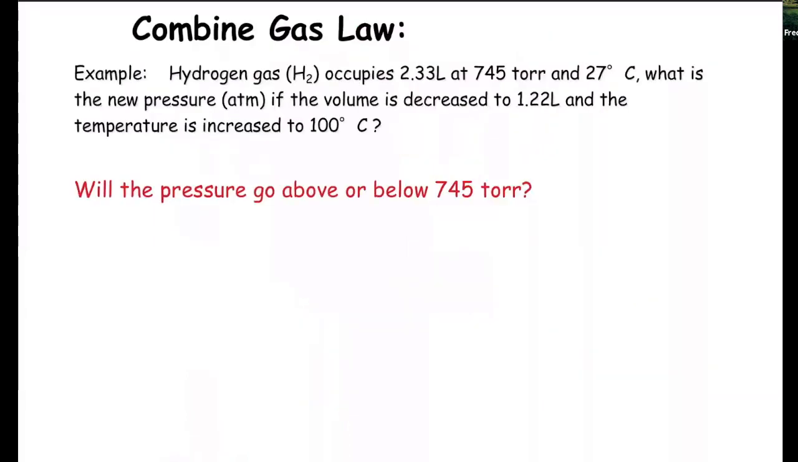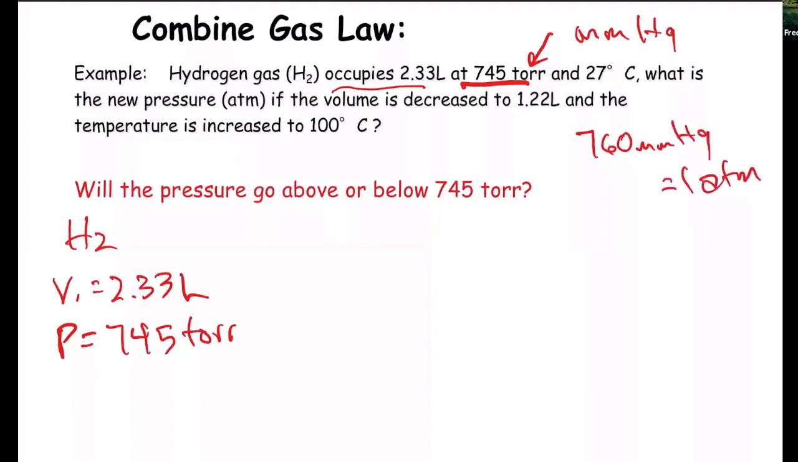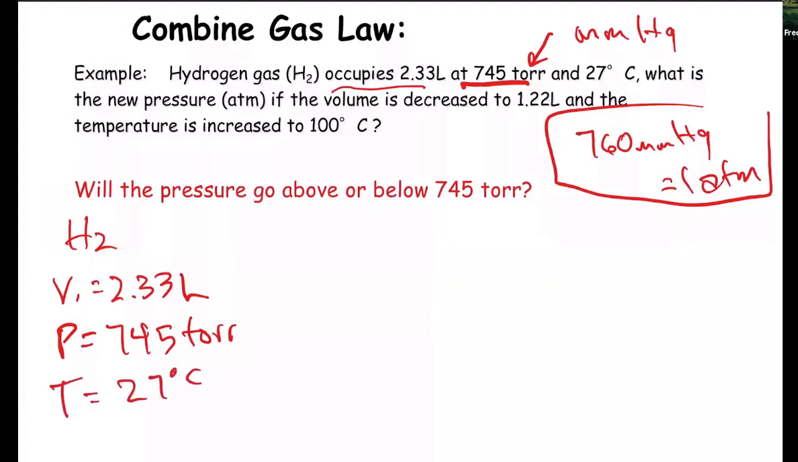Now let's take a look at a condition 1, condition 2 problem. You know it's a condition 1, condition 2 problem because now one of the variables has changed. It's not giving you a set of variables to solve for a fourth one. So here we have hydrogen gas, and it occupies, so we're going to say that's condition 1, V1 equals 2.33 liters. And the pressure is 745 torr. Remember, torr is millimeters of mercury, and 760 millimeters of mercury is equal to 1 atmosphere. So we might have to convert millimeters of mercury to atmospheres. Temperature is 27 degrees Celsius. Add 273 to that. Always convert your temperature to Kelvin. That happens to be 300 Kelvin. So that's condition 1.